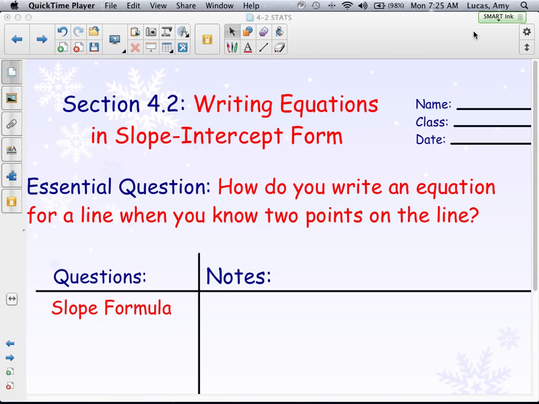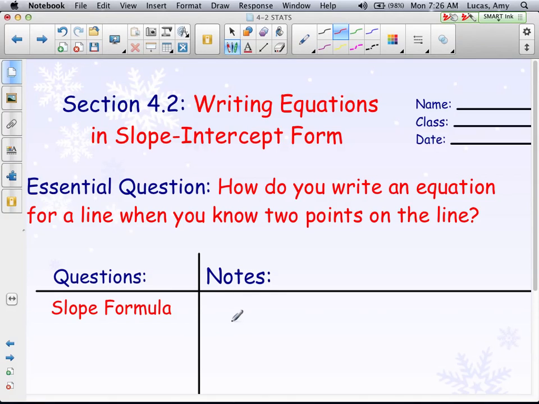Lesson 4.2, Day 2, Writing Equations in Slope-Intercept Form. Our essential question is, how do you write an equation for a line when you know 2 points on the line? So now we're going back to our slope formula, the one we worked on in Chapter 3. The slope equals y2 minus y1 over x2 minus x1.